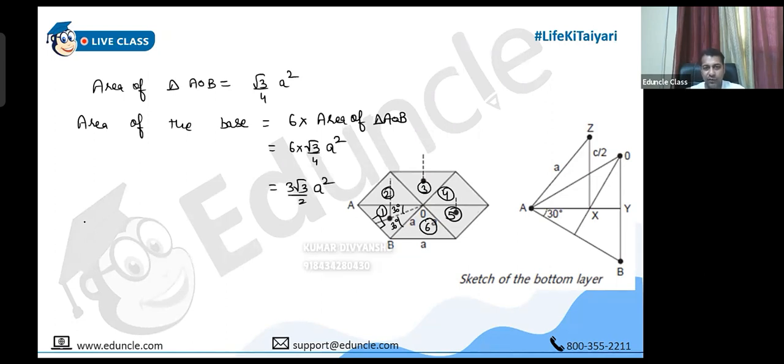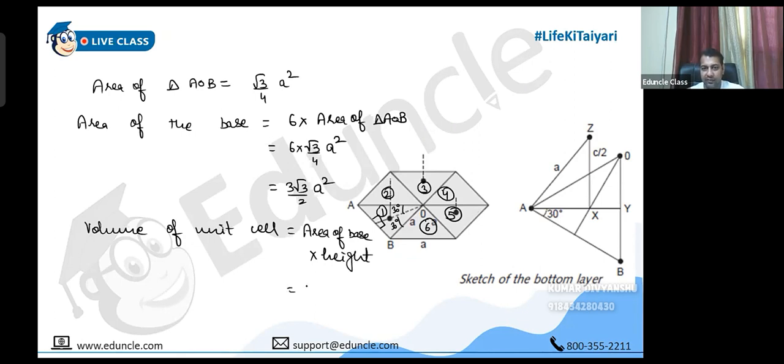And what about the volume of the unit cell then? If I multiply this by height, that is C, it will be area of base into height. And height is C, that is the C axis. So it will be 3 root 3 by 2 A square into C. And we check. Clear? Please. Is it clear or not?